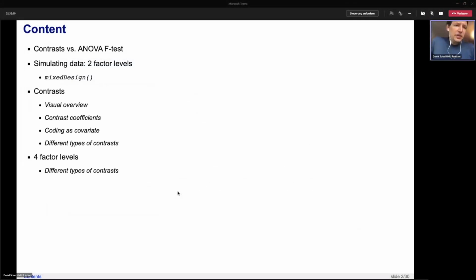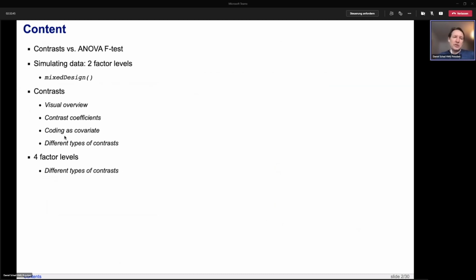So what will I cover in this presentation? First, I will talk about contrast versus ANOVA F-test briefly. Then I will work with simulated data. First, with just 2-factor levels, I will introduce the mixed design function, which we will use to simulate data in this session. And then, as I said, a very basic introduction to contrasts examples. I will show a visual overview of how you can define contrasts, what contrast coefficients you can use.